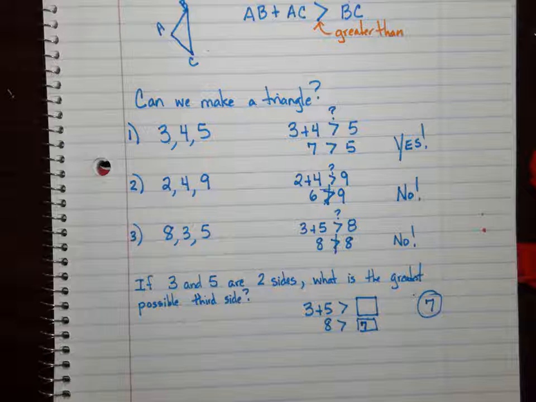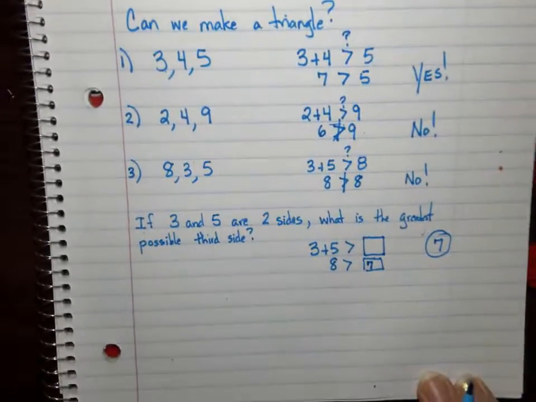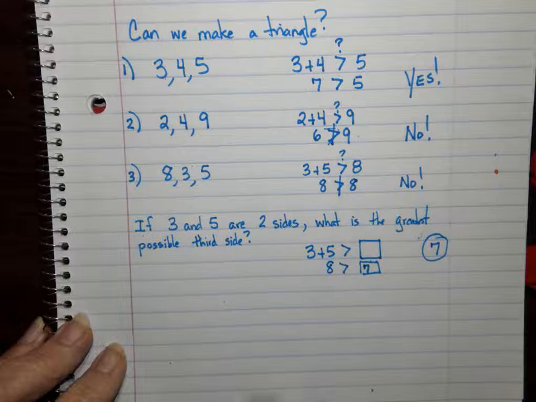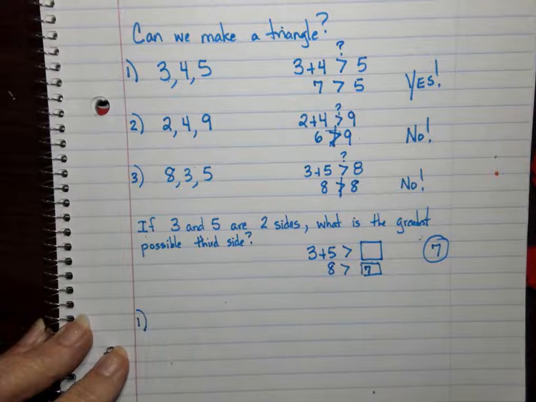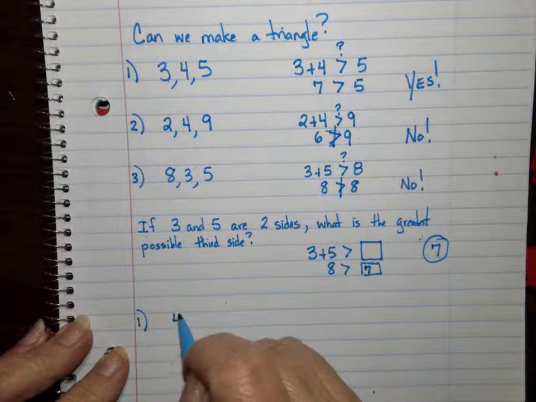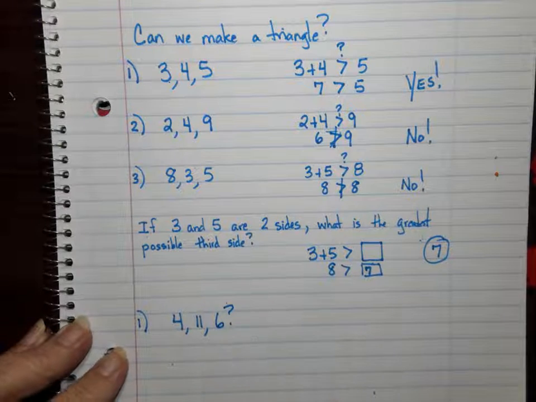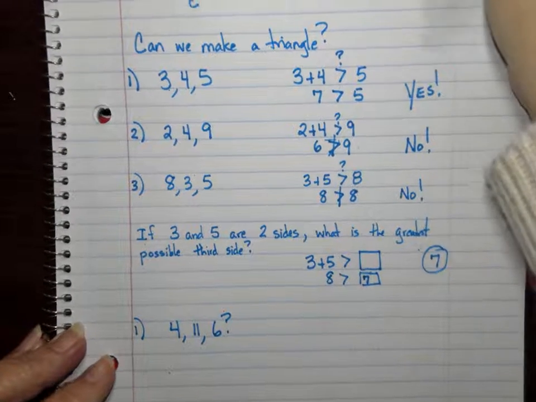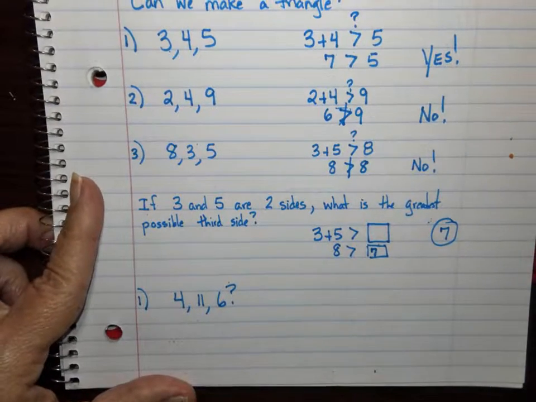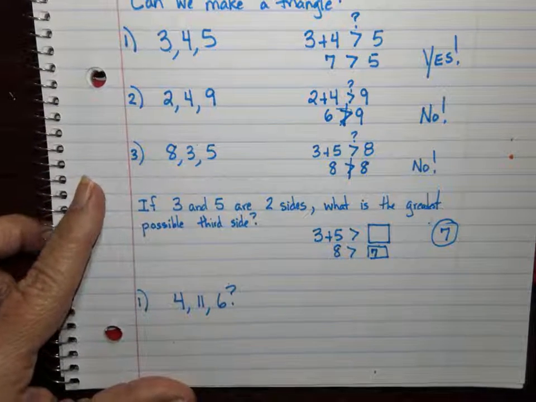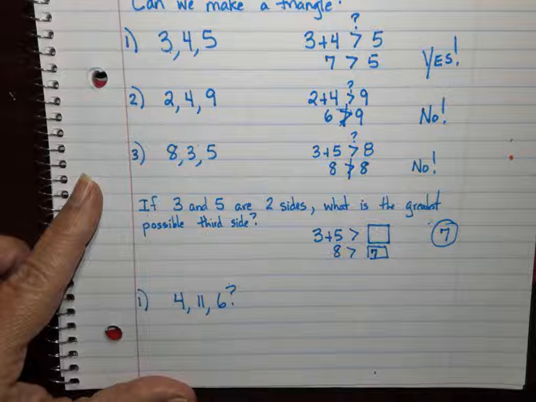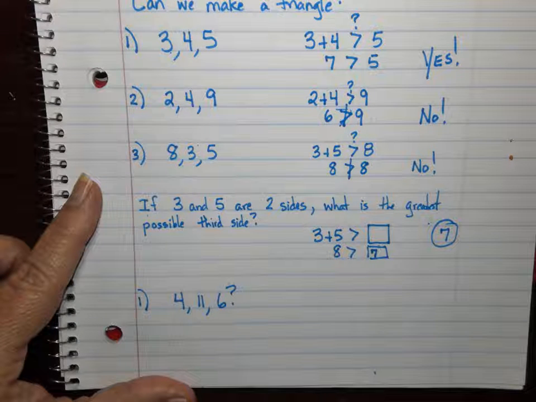Alright, I'm going to give you 2 problems to try, and then we'll be done with this lesson. So problem 1, I'm going to give you the numbers 4, 11, and 6, and you just tell me, can those make a triangle? Yes or no. Don't shout it out yet. Let's let everybody figure it out. Write it in your journal.